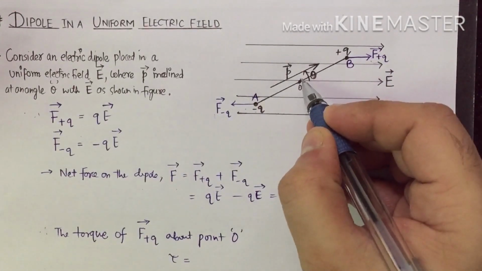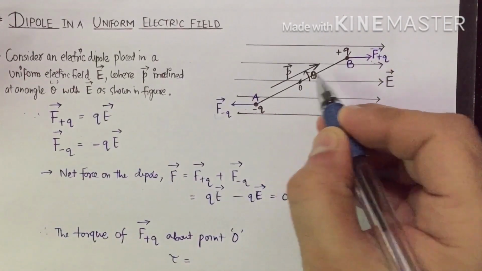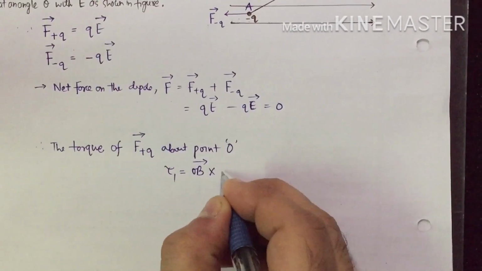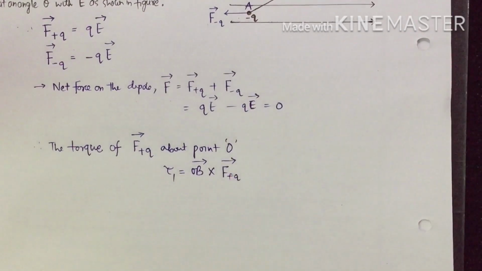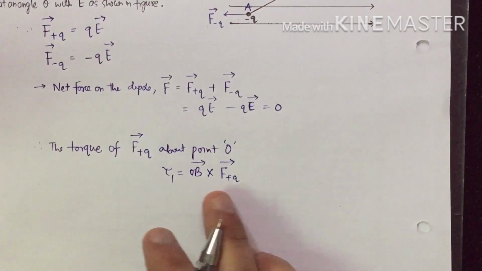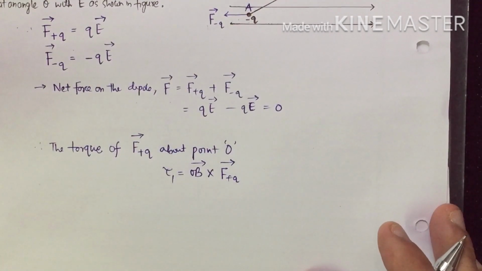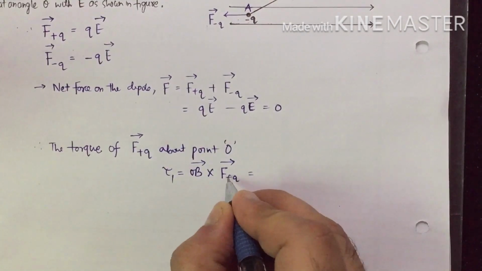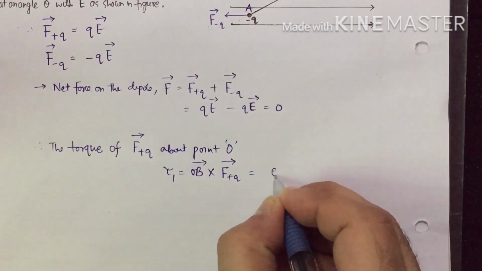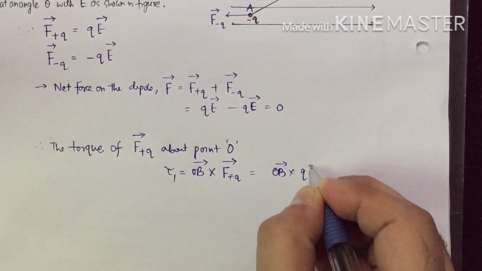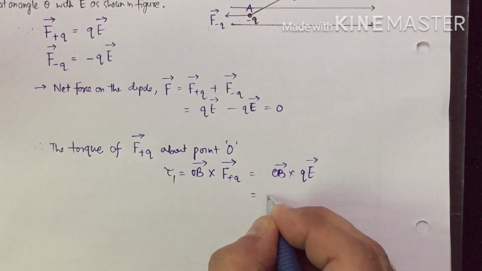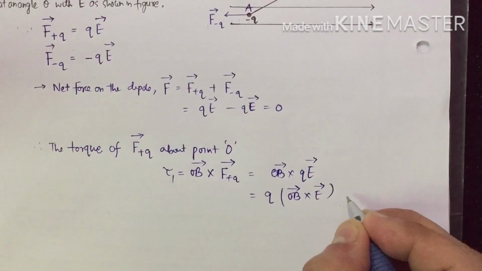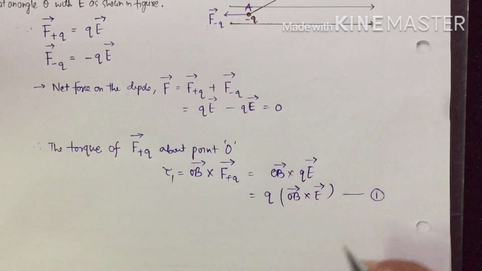So in this case the torque due to this force is given by OB cross F plus Q. What is OB? Now what is F plus Q? F plus Q is Q into E. So it's OB cross QE. So this becomes Q times OB cross electric field. Let this be equation 1.